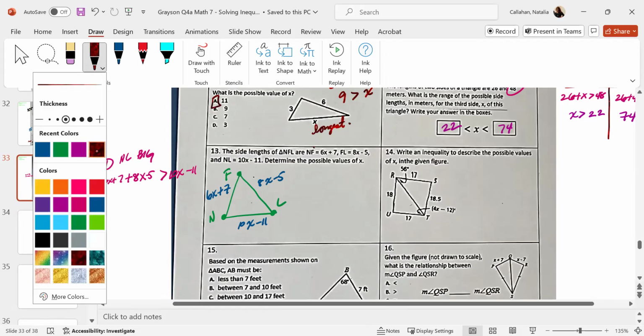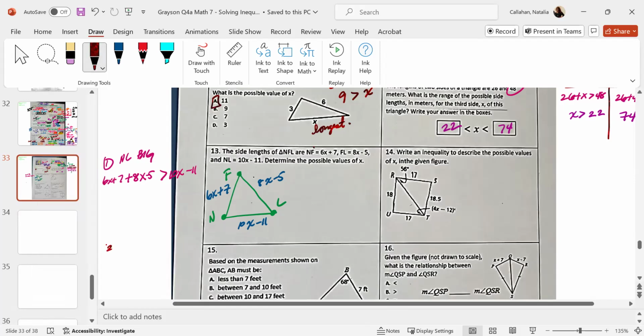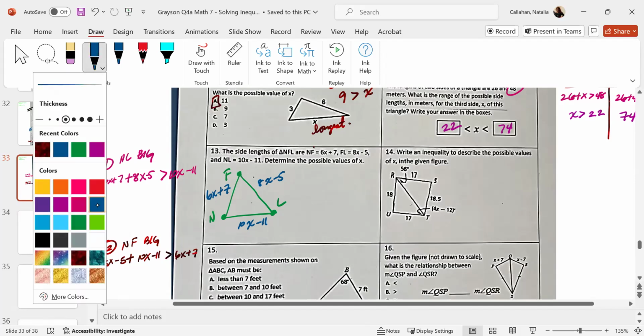Then you have a second scenario. The next one that you could be is the biggest side, 6x plus 7. So NF is the big side. Then you use the other two sides: 8x minus 5 plus 10x minus 11 is greater than 6x plus 7. Solve for x. Third scenario.